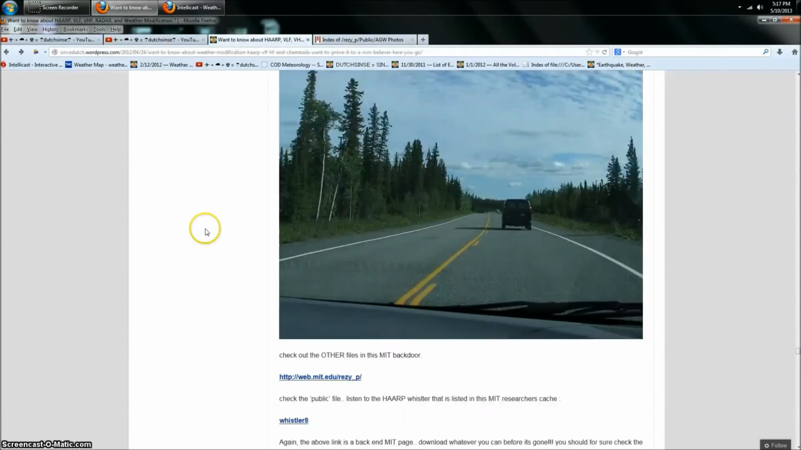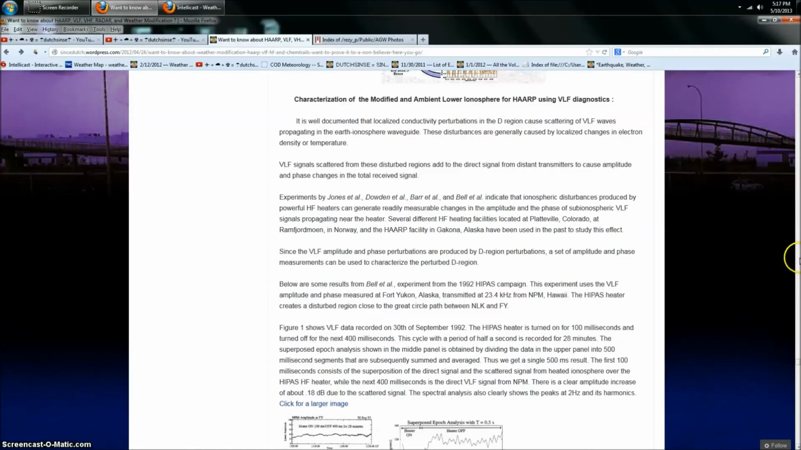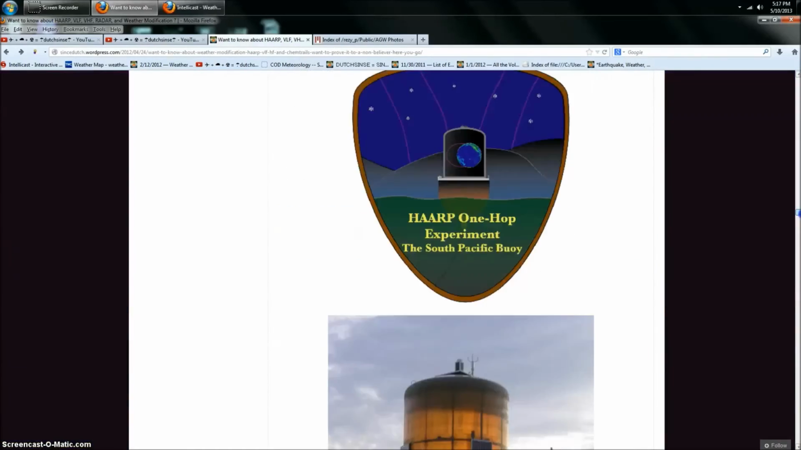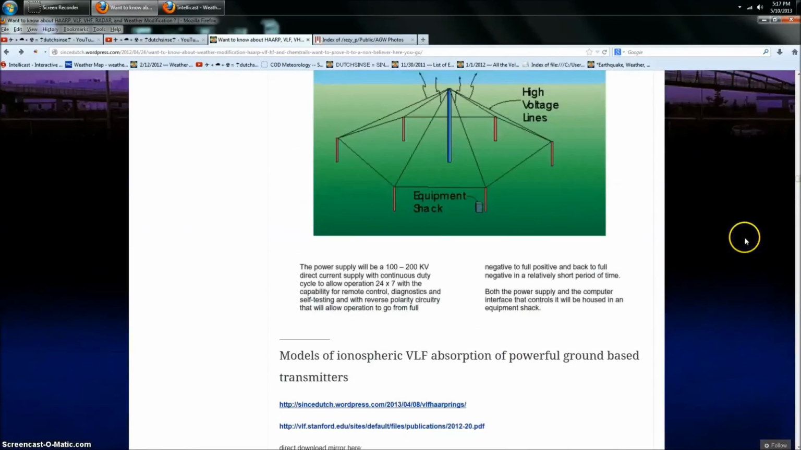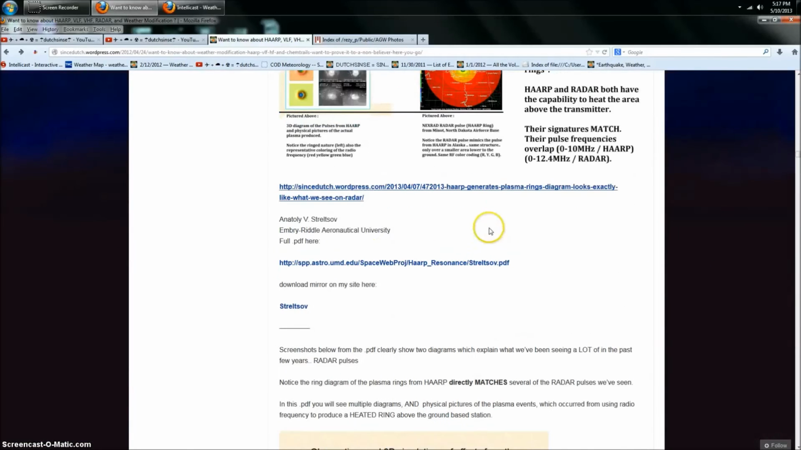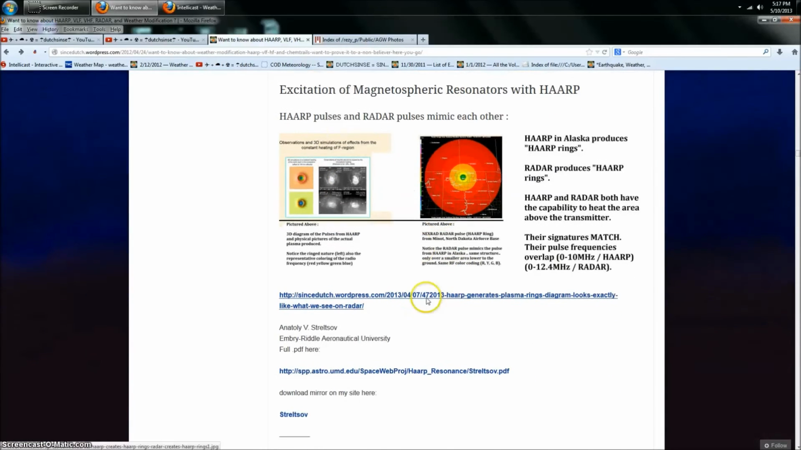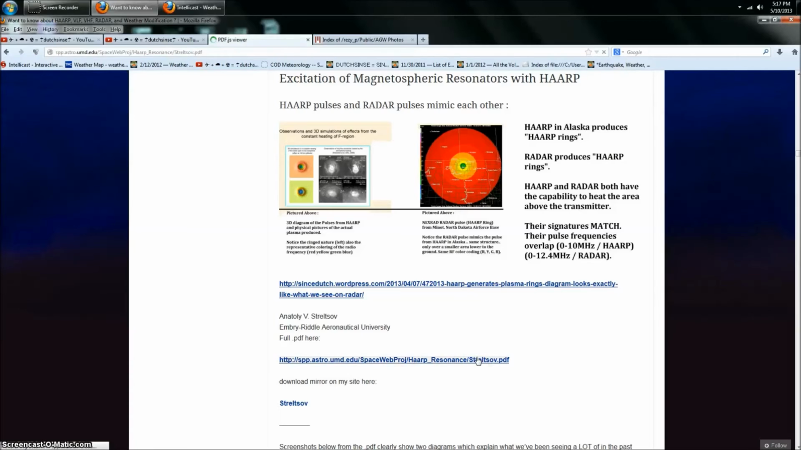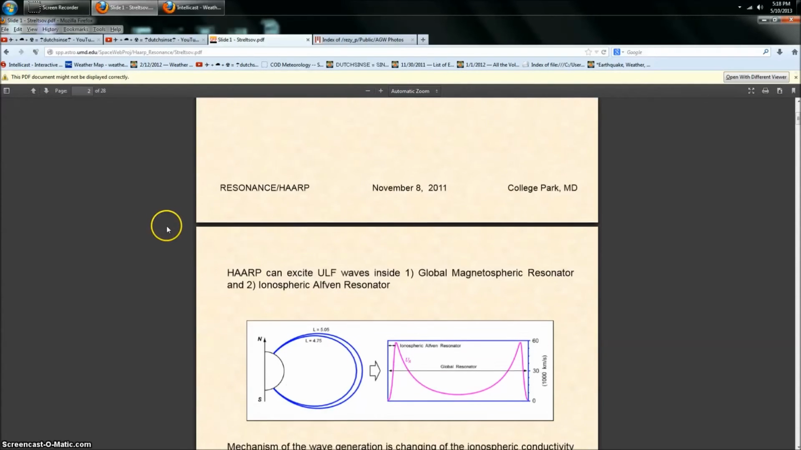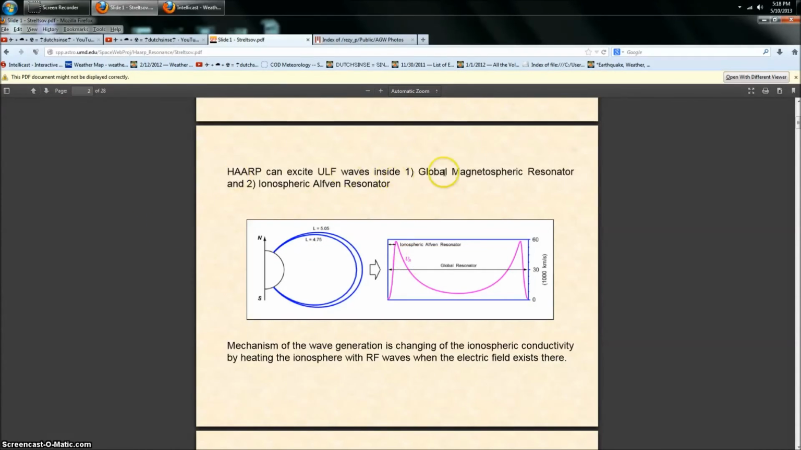You can come over here and read all about global waves and how they're supposedly made, man-made, by HAARP and other facilities. And we can just show you that here really quick. And that's in this PDF here, which also proves HAARP rings. It also talks about global HAARP resonance waves. I'll just wait for it to open. All right, and here we go. Global magnetospheric resonators. And there's your global resonator, your global wave.